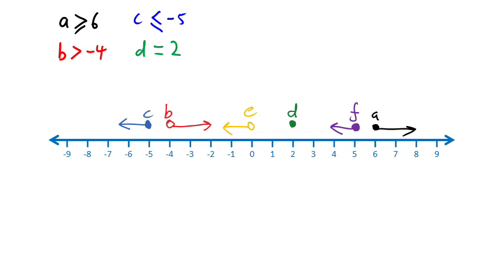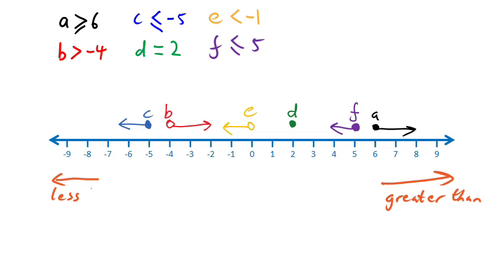Let's have a look at E. So we've got E, and the arrow is pointing to the left. That's for less than. And we know we've also got the number -1. We didn't have any equals, so we don't have to put the equal symbol on there. And then F. F is pointing to the left. It's colored in, so we have an equals, and our point is 5. So let's just remind ourselves, this way means greater than, and the arrow pointing that way means less than. And that's how you do inequalities.